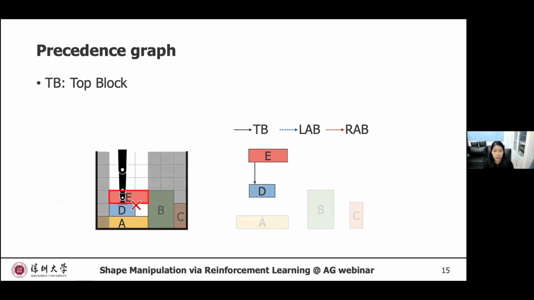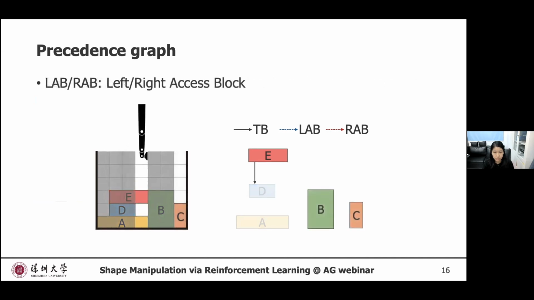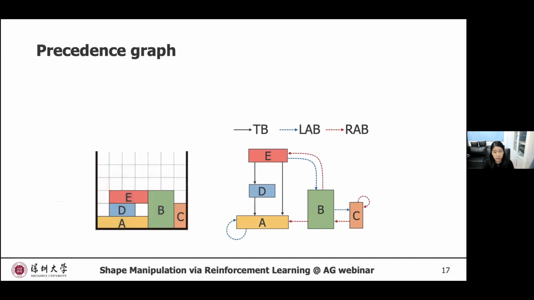TB edge indicates top blocking. For example, box E blocks the top of D, so there is a TB edge pointing from E to D. LAB edge or RAB edge means the access to the left or the right side of the box is blocked for rotation. For example, box E blocks the access to the left side of B, and C blocks the right side. And here is the complete precedence graph for the input set given on the left.